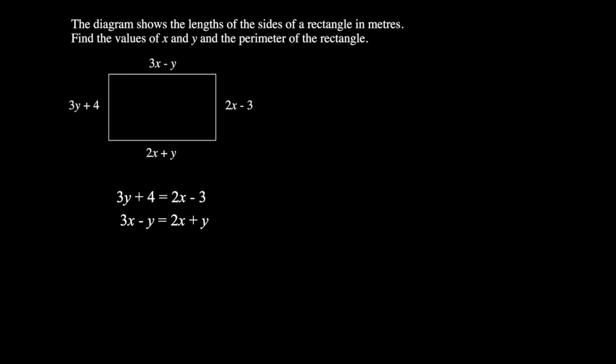Let's begin with the two shorter sides. 3y add 4 is equal to 2x subtract 3. I'm going to rearrange this equation and we're going to end up with 2x subtract 3y is equal to 7. So that's equation 1. Now let's deal with the two longer sides. We have 3x subtract y is equal to 2x add y, and we can rearrange this so that we end up with x subtract 2y is equal to 0, and that's our second equation.